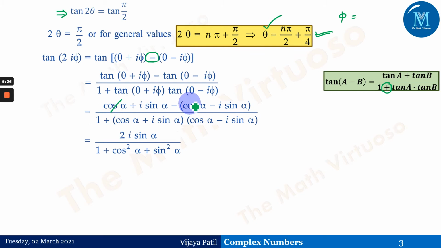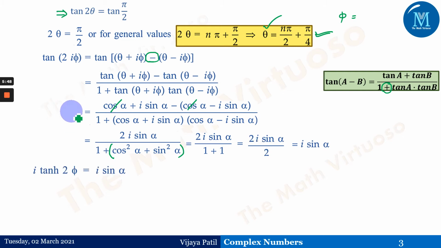But here, cos alpha and minus cos alpha will go off, and you will remain with 2i sin alpha in the numerator. The denominator will be the same as whatever we got similarly. And we know that cos square alpha plus sin square alpha is equal to 1. We have written that. So that is nothing but 2i sin alpha upon 2, which is equal to i times sin alpha. That means we have got the result here: tan of 2i phi is equal to i times sin of alpha.